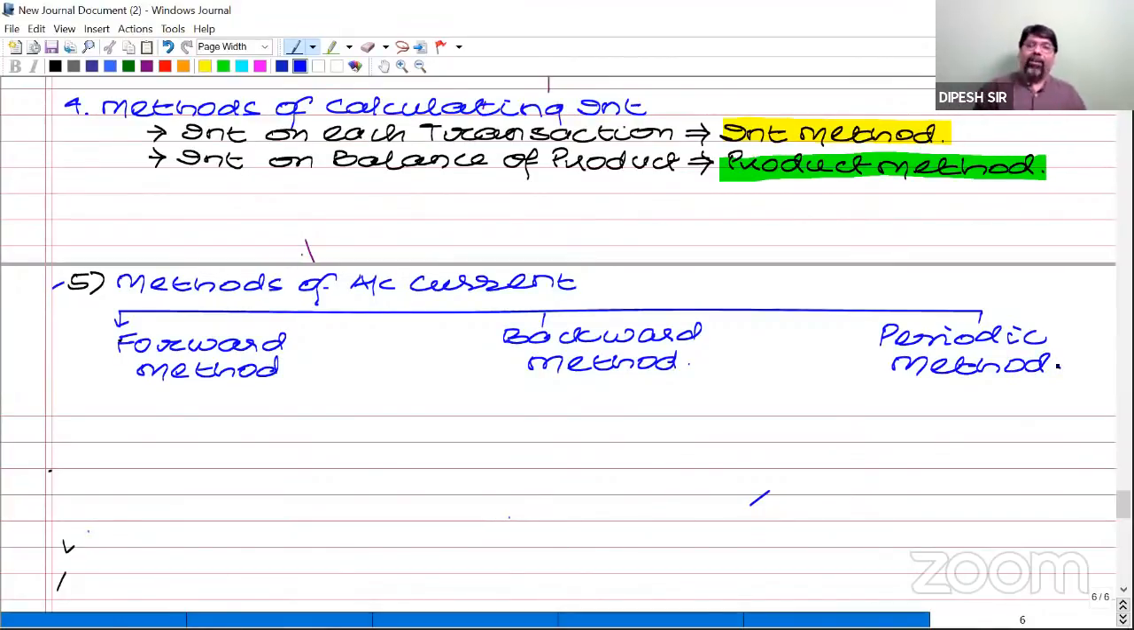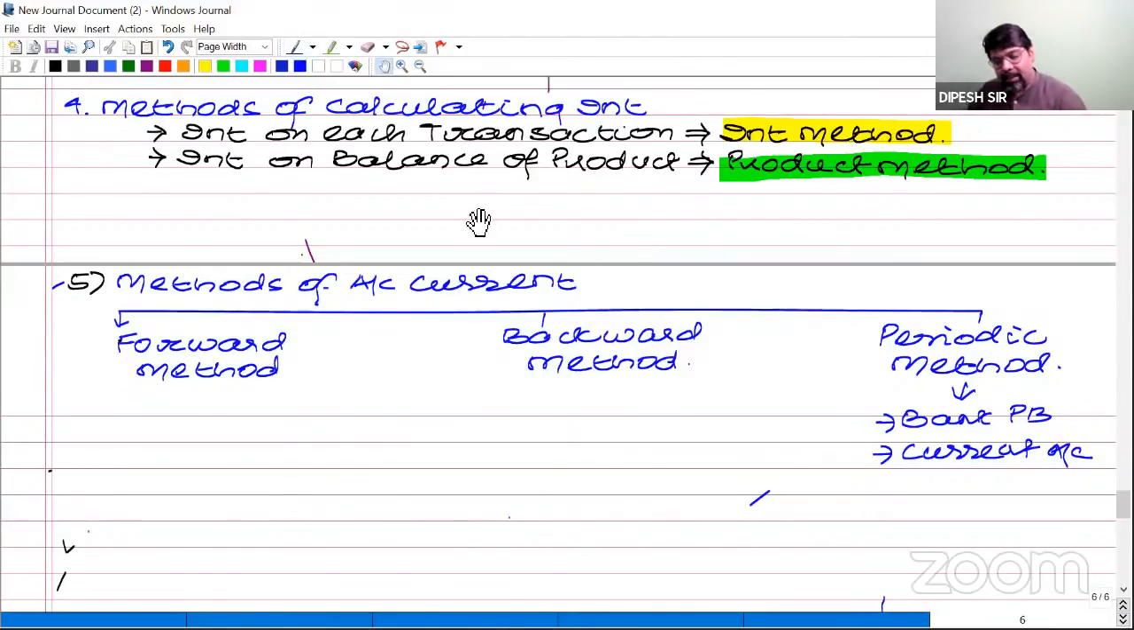Correct? Now forward method has two ways, interest and product. Backward has two ways, interest and product. And periodic has two ways, interest and product. Periodic we follow only in bank passbook or current account of partners, which you would have done. There is one sum of Allahabad Bank. So let's not get into that.